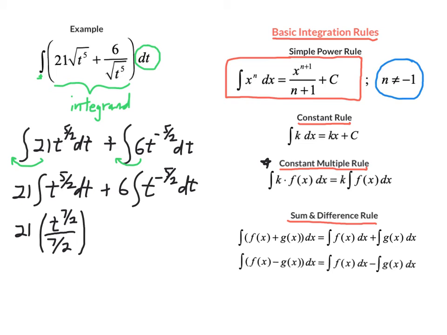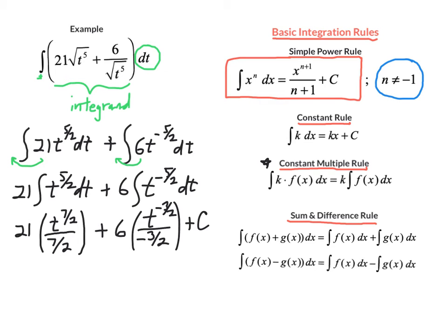So we'll keep going. And we have 6 times the antiderivative of t to the negative 5 halves. So now I have to be really careful. It's a negative rational exponent. So n plus 1 here is t to the negative 3 halves is my exponent, divided by negative 3 halves. And then we can tack on our arbitrary constant at the end.